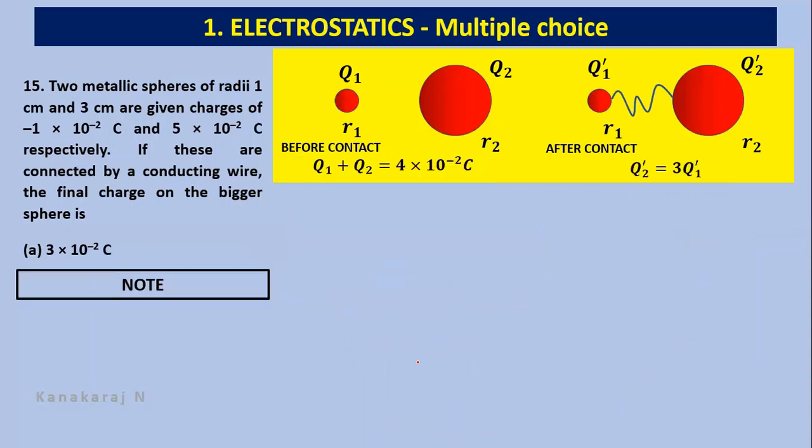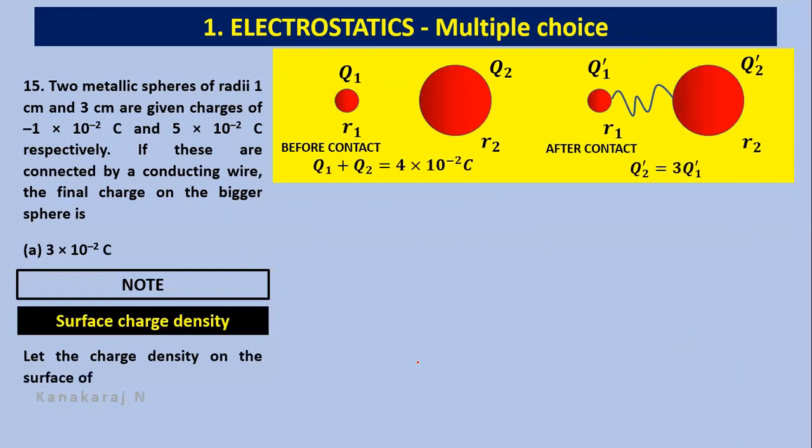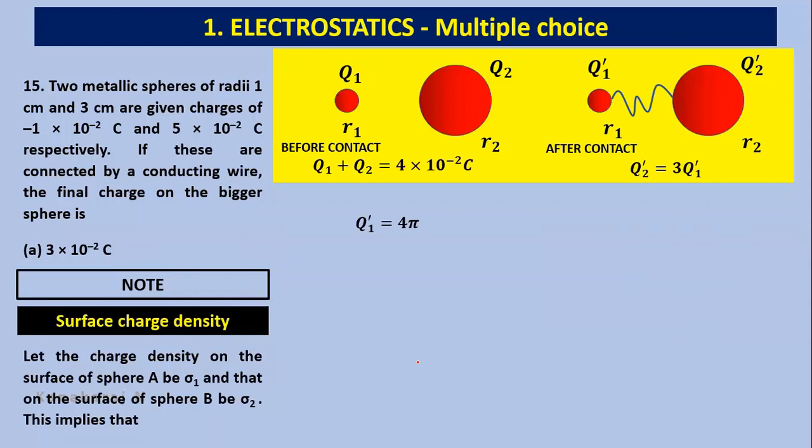So let us go for one more step here. The note: the surface charge density, right? Q by area. The charge available in unit area is called the surface charge density. So here there are two spheres. The first sphere has a charge density of sigma 1, the second one has a surface charge density of sigma 2. Let us find the new charge Q1 prime on the smaller sphere. That will be equal to 4 pi R1 square sigma 1, and in the second sphere, Q2 prime will be equal to 4 pi R2 square into sigma 2.